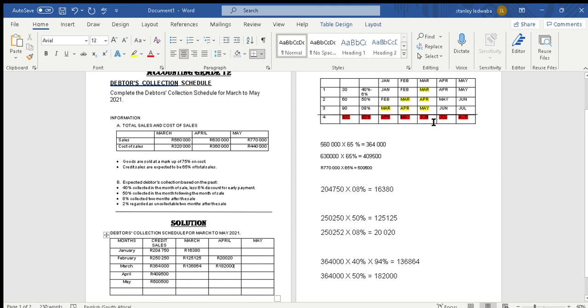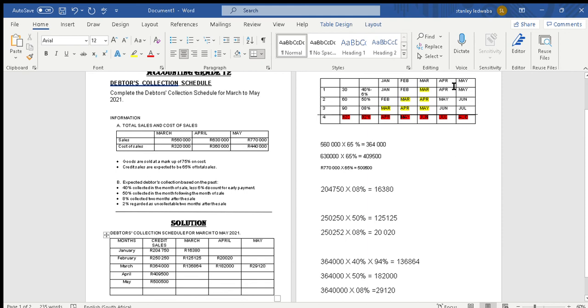Then for May we are collecting 8%. It's going to be 364,000 multiplied by 8%, which gives us 29,120. Then we are going to have 29,120, right?